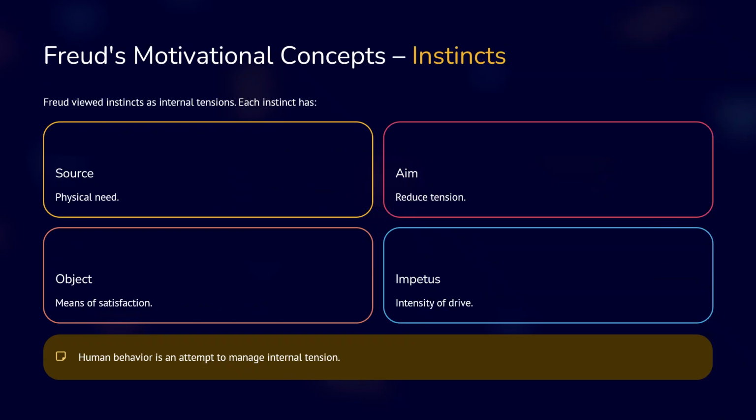What drives us to act? Freud believed the answer lies in instinct. He defined an instinct as an innate state of tension or excitation that seeks release. Every instinct has four essential parts. The source is the physical need, like hunger. The aim is to get rid of that tension. The object is whatever will satisfy the need. In the case of hunger, that would be food. And the impetus is the strength or urgency of that drive. According to Freud, our entire lives are spent trying to manage these internal tensions in a world that doesn't always allow for immediate satisfaction.